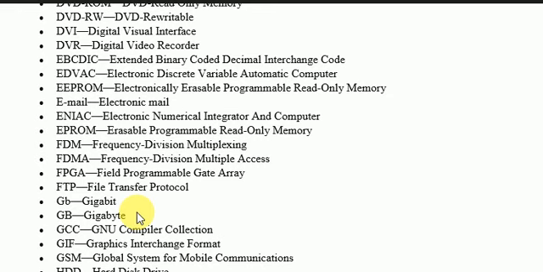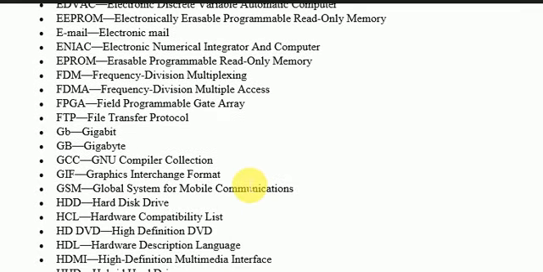Then GCC, GCC stands for GNU compiler collection. Then GIF, nowadays everyone uses WhatsApp, and on WhatsApp GIF images are always sent or received. That format is called a GIF image, graphical interchange format. Then GSM, this term is linked with our mobile, GSM mobile. Its full form is Global System for Mobile Communication.